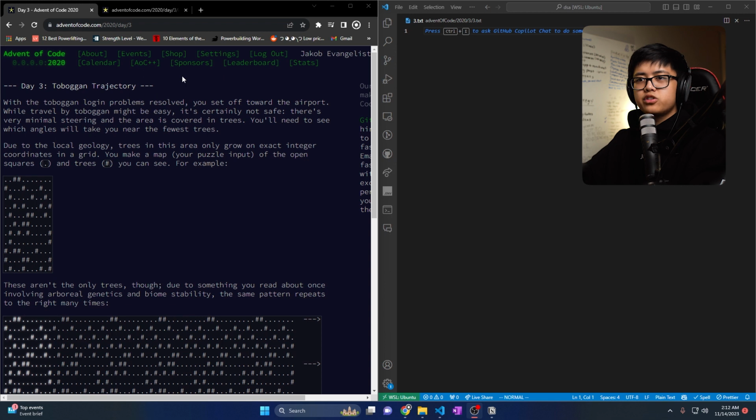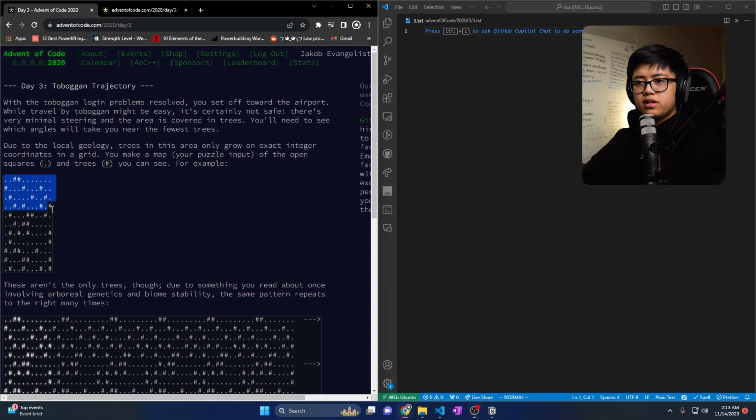Now let's get into the coding. Day 3, Toboggan Trajectory. With the toboggan login problem resolved, you set off towards the airport. While travel by toboggan might be easy, it's certainly not safe. There's very minimal steering and the area is covered in trees. You'll need to see which angles will take you near the fewest trees. Due to the local geology, trees in this area will only grow on exactly integer coordinates in a grid. You make a map, your puzzle input, of the open squares (dots) and the trees (hashtags) you can see.